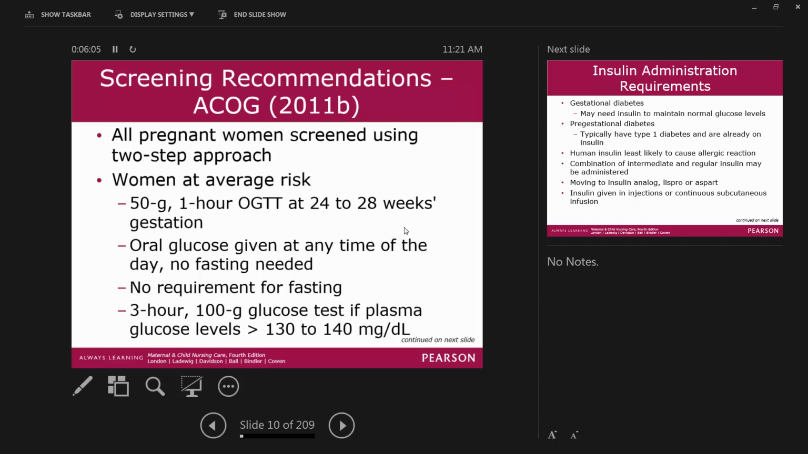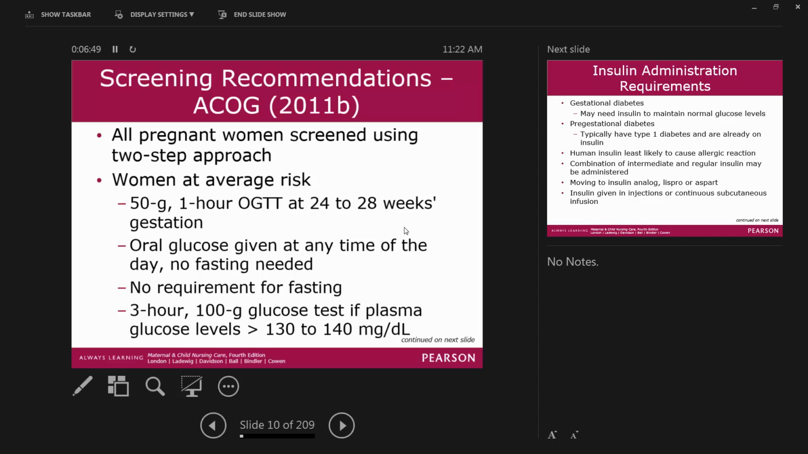The other screening protocol is ACOG, the American College of Obstetricians and Gynecologists. They do a 50-gram, 1-hour screening. This woman can do this one at any time, so she doesn't need to be fasting. If she is above those parameters, greater than 130 or 140, then she will do yet another 3-hour, 100-gram glucose screening. So that's ACOG's recommendations. It just depends on what your physician uses.